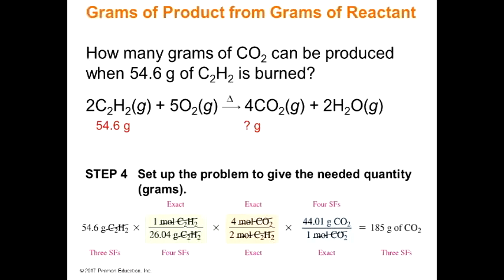Okay, so we have this problem. How many grams of CO2 can be produced when 54.6 grams of ethylene is burned? So we have the ethylene, and we look for carbon dioxide. We do what? We start with the given, carry it through the what? Dimensional analysis. Does everyone see how this went through? You just times line, mole to mole, here gram per mole, and you get the carbon dioxide out.